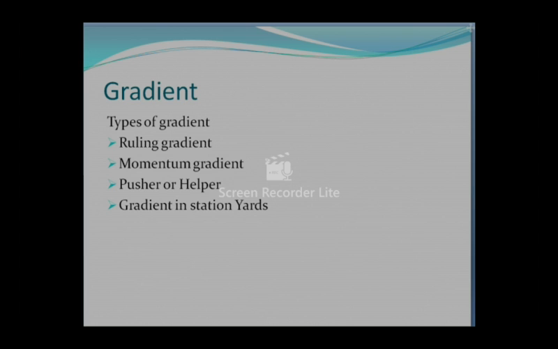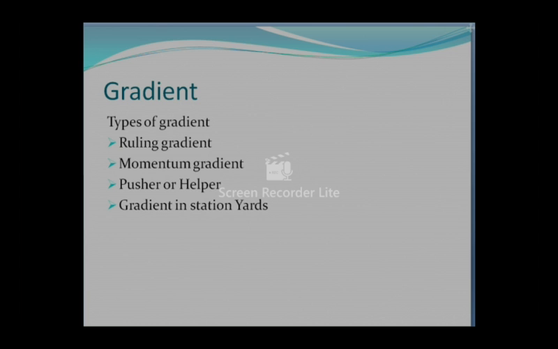A gradient is nothing but change in level of a ground. So if I want to formalize this statement, any departure of the track from the level is known as the grade or gradient. An up or rising gradient is one in which the track rises in the direction of movement, and a down or falling gradient is one in which the track falls in the direction of movement. This is about gradient and rising gradient and falling gradient.